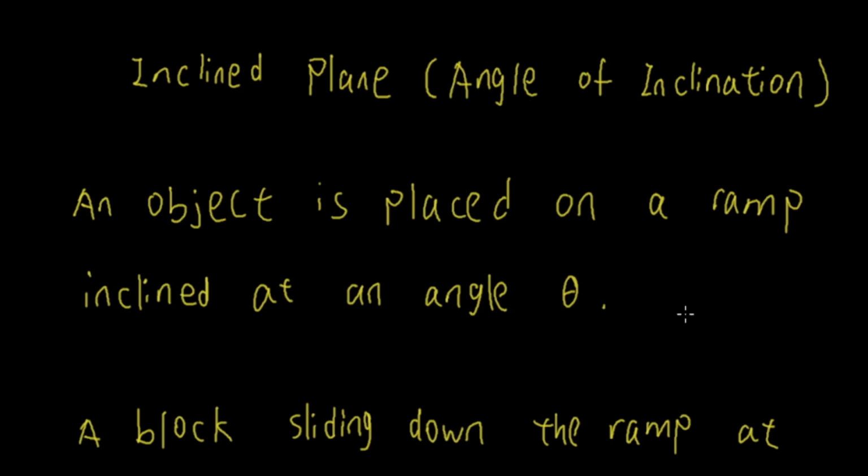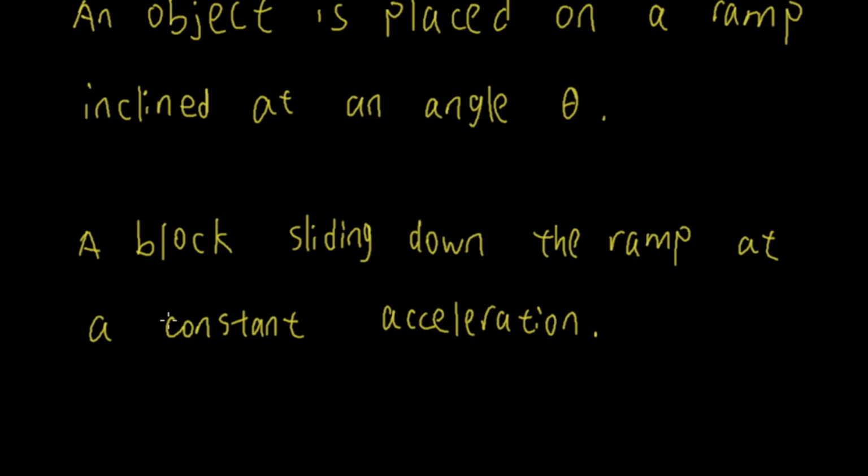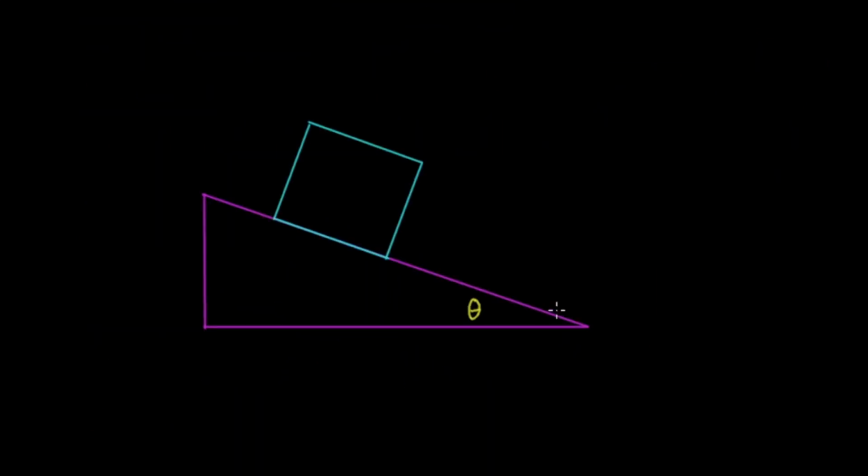In this video, I'll talk about inclined plane with angle of inclination. An object is placed on a ramp inclined at an angle theta. Let's talk about an example of a block sliding down the ramp at a constant acceleration. Now, here's a picture of a block sliding down the ramp at an angle of inclination, theta. What we need to do is draw all the forces acting on this block here.